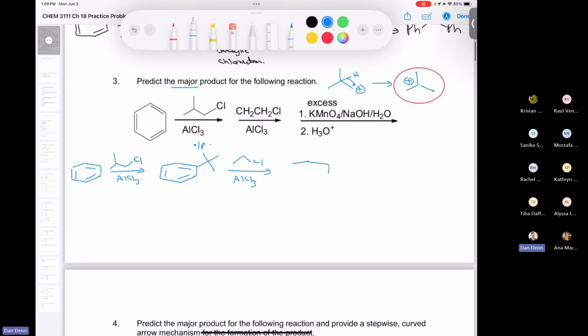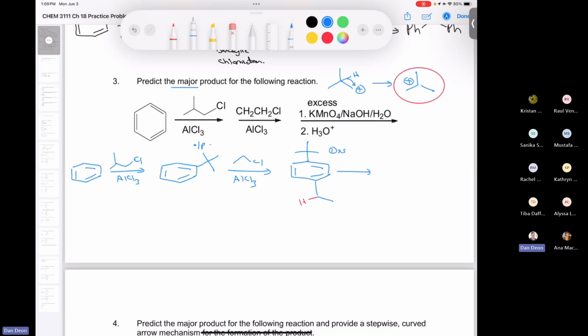That's going to give me the para product. So I'm going to have my tert-butyl group here, my ethyl group down here. And then in the next step, I'm going to do a benzylic oxidation to a carboxylic acid. But of course, only the ethyl group has a proton on it, and so the tert-butyl group is not going to be oxidized whatsoever.